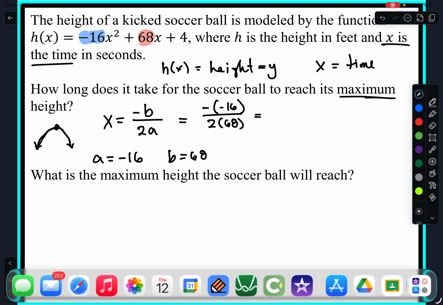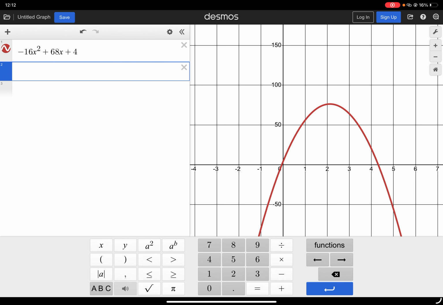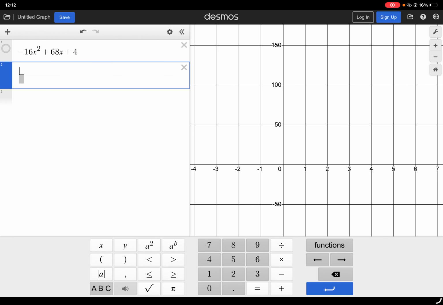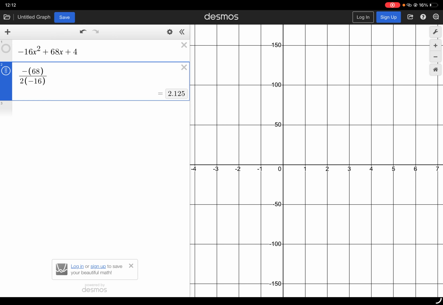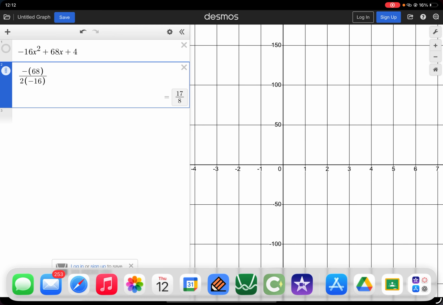Let's see what we end up with. So I'm going to plug that into the calculator. Let me hide that because I don't want that to influence me. So we want to do first a fraction. The negative of our b value, which is positive 68, and we're going to divide that by 2 times our a value of negative 16. And we get that decimal, which when I convert it into a fraction, is 7 over 8.